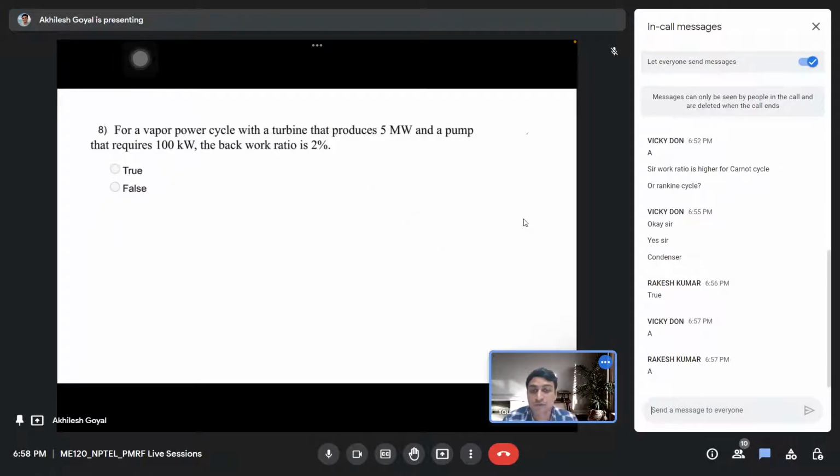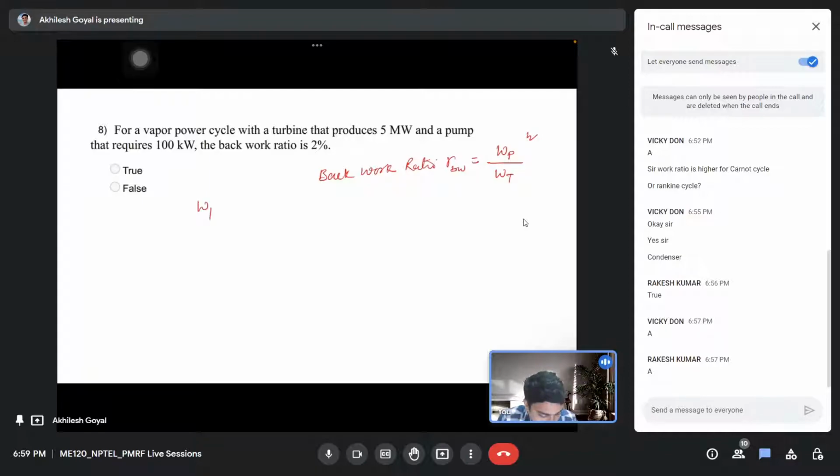Let's move to the next question, which is for a vapor power cycle with a turbine that produces 5 megawatt and a pump that requires 100 kilowatt. The back work ratio is 2%. So what is the back work ratio? Back work ratio RBW is equal to pump work divided by turbine work.